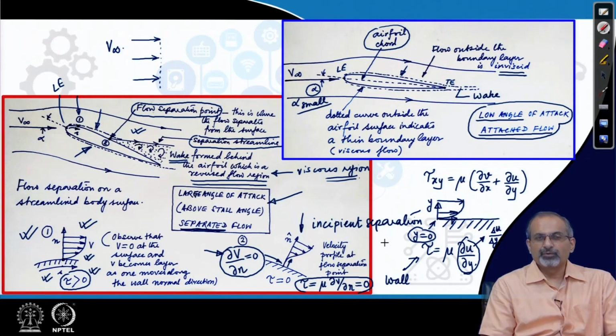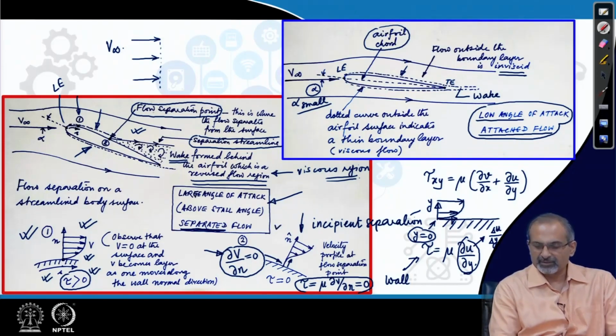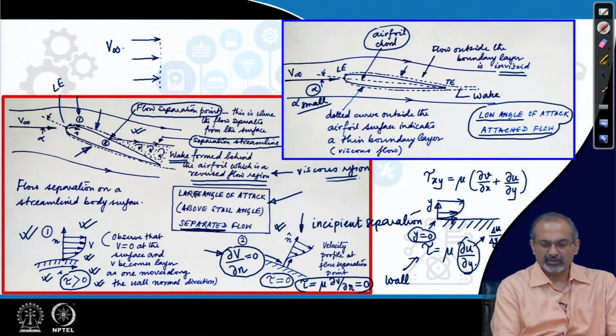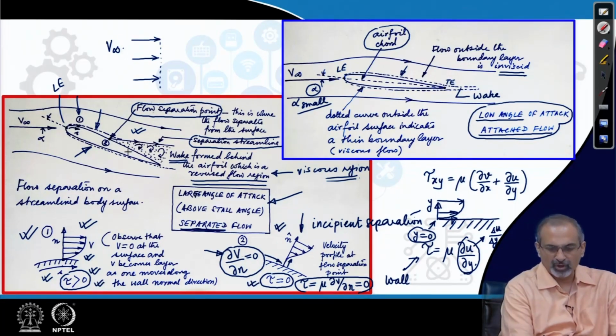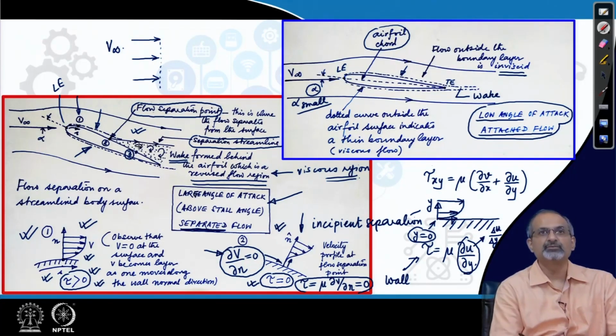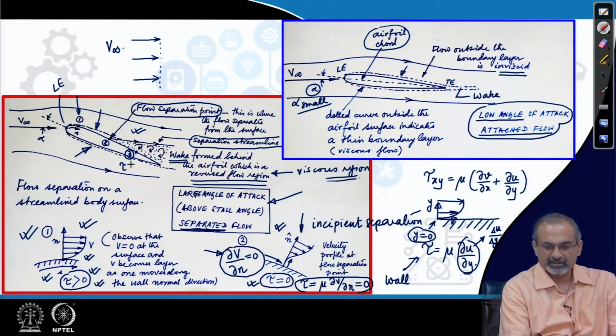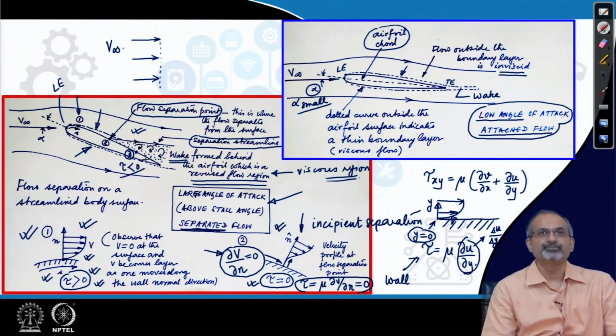So, the velocity profile at the flow separation point is given by this, and it inevitably means that shear stress has gone to 0 there. So, it was positive at a point like 1, it becomes 0 at a point like 2. If you go beyond and try to see what happens at a point 3, which is well into the separated region, you will find that at point 3 the shear stress goes below 0.